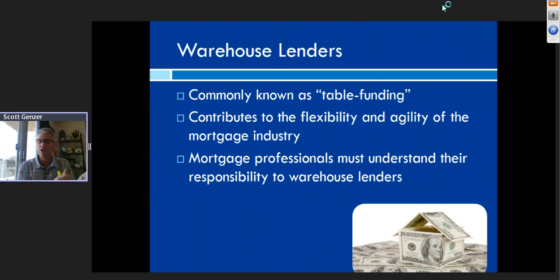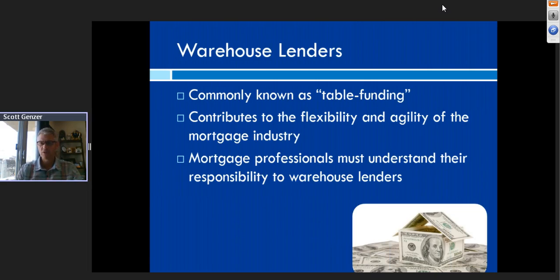We fund our own loans off of a warehouse line or line of credit, and then we sell it to Fannie or Freddie or to whomever we're selling loans to. All right, and the servicing we keep, or we service release as well, different aspects. And that's created a lot of flexibility and agility in our mortgage industry.